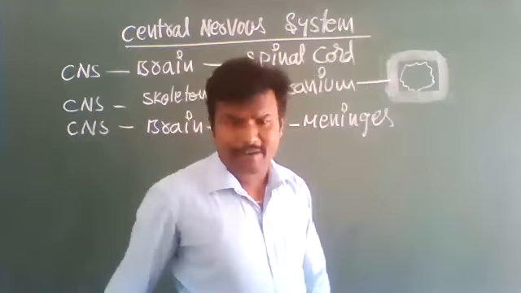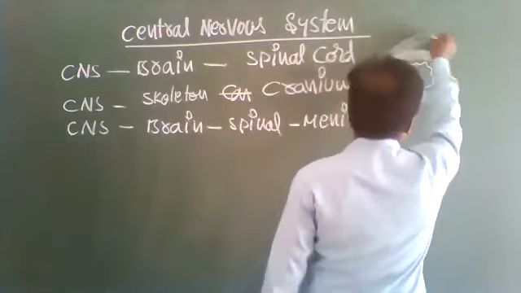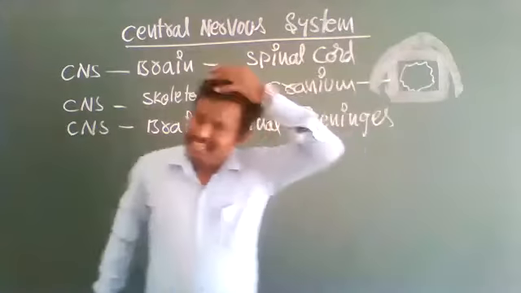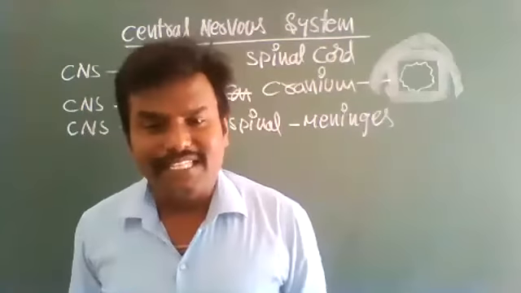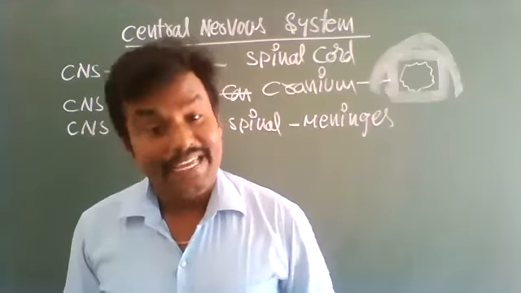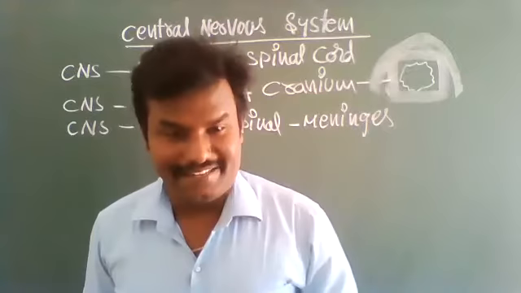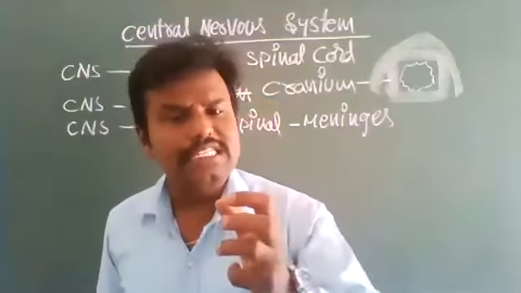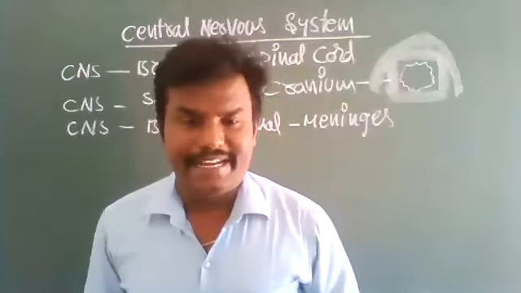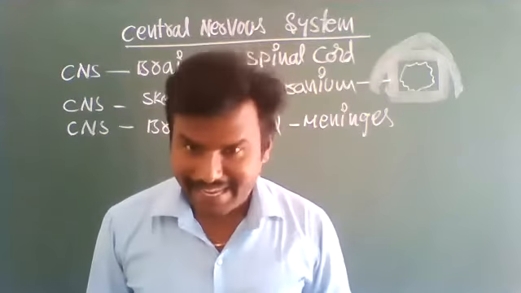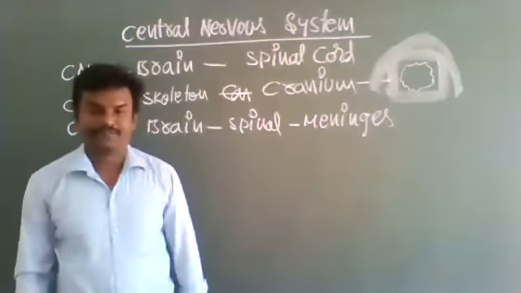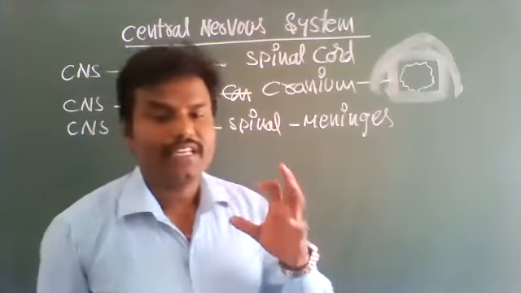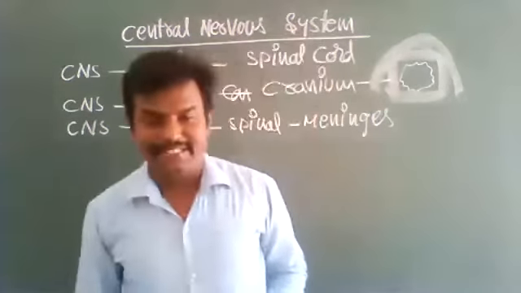The cranium is covered by the skull, the completely outer part. Inside of the skull is the cranium, and inside of the cranium is the brain. In such a way, the brain is well protected and supported by the cranium and skeleton.